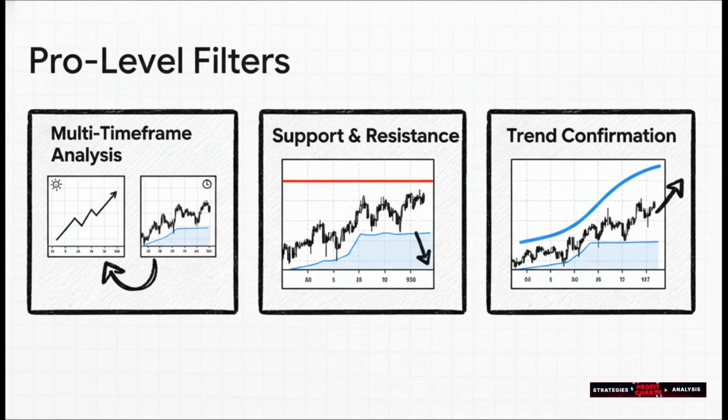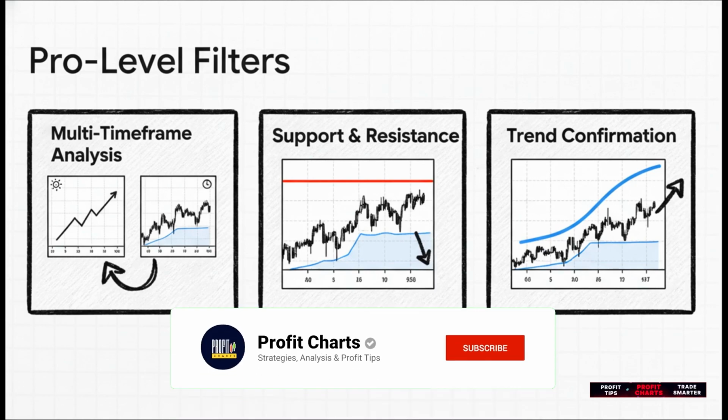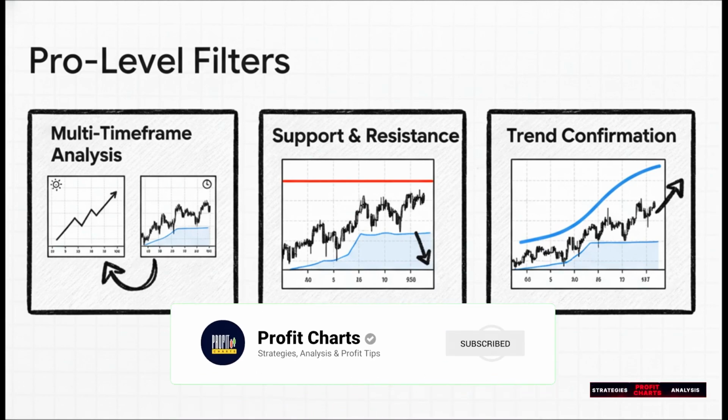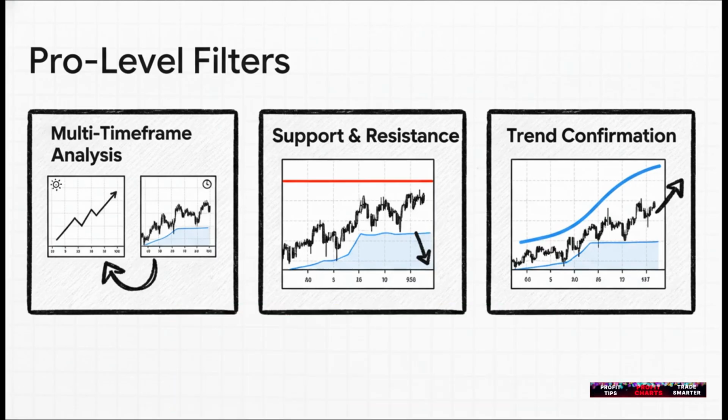First up, always check a higher time frame. A bullish divergence on a 1-hour chart is so much more powerful if the daily chart is already in a nice uptrend. Second, look for confluence. Is that bearish divergence forming right at a major resistance level that you already marked on your chart? That's a beautiful A-plus setup. And third, you can use a simple moving average to give you a quick read on the overall trend. By adding these filters, we're making sure we're trading with the market's current, not trying to fight it.